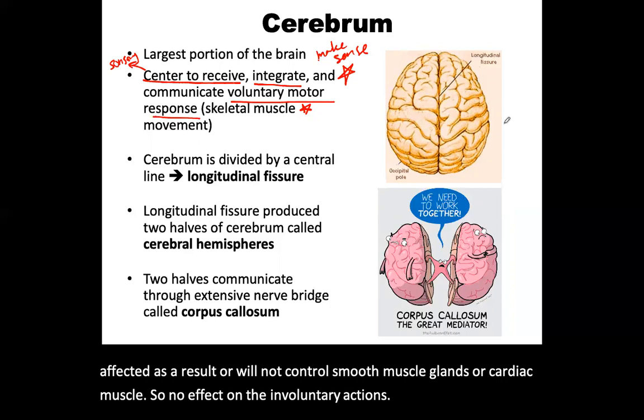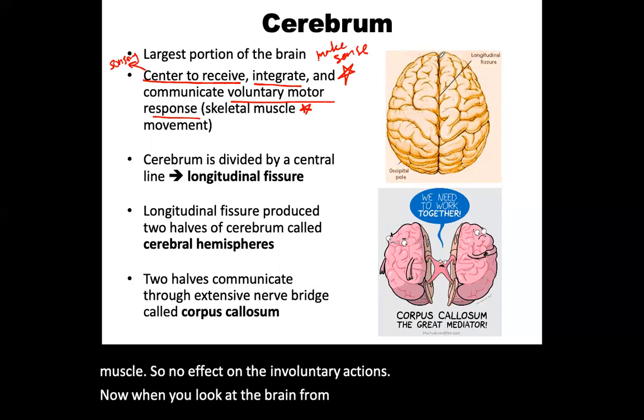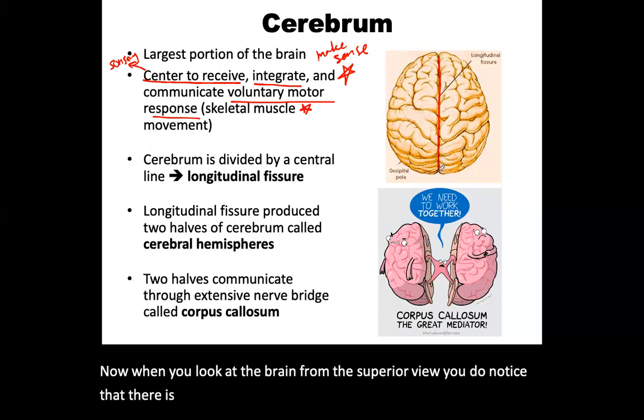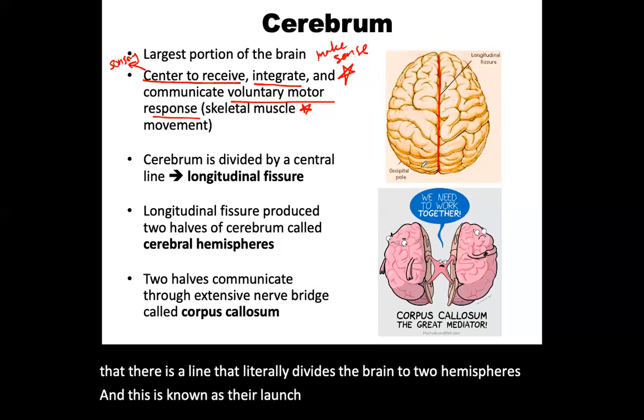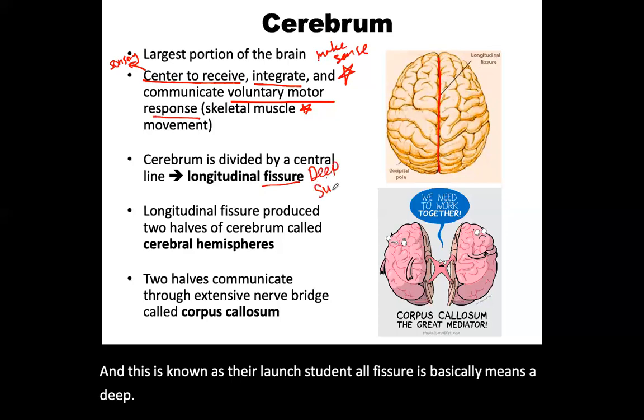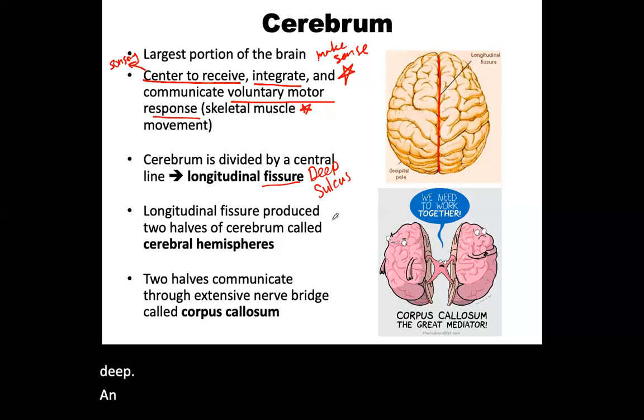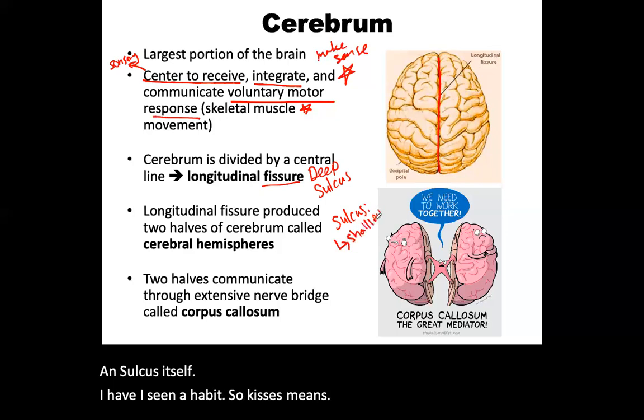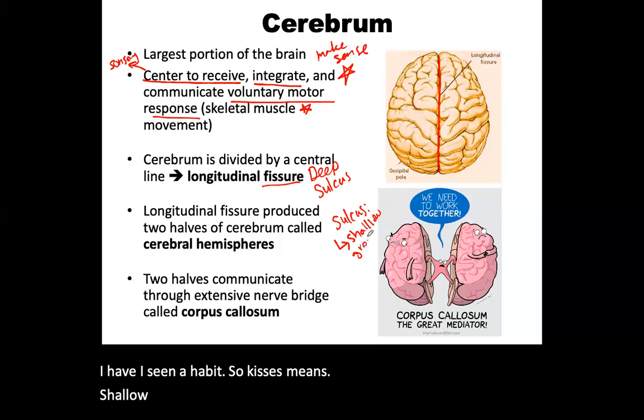Now, when you look at the brain from the superior view, you do notice that there is a line that literally divides the brain into two hemispheres, and this is known as the longitudinal fissure. Fissure basically means a deep sulcus, and sulcus means a shallow groove on the surface of the brain.